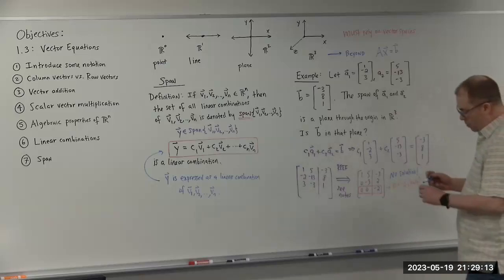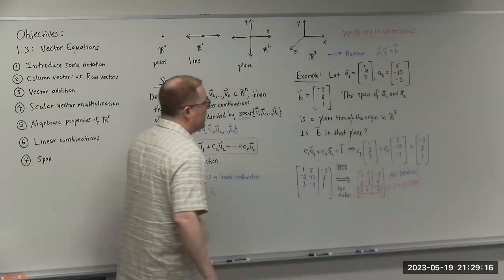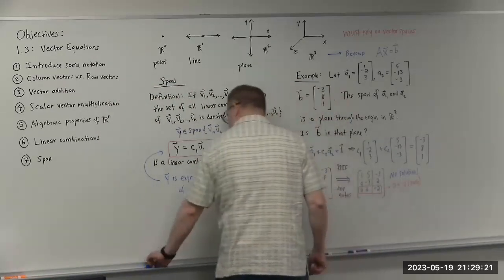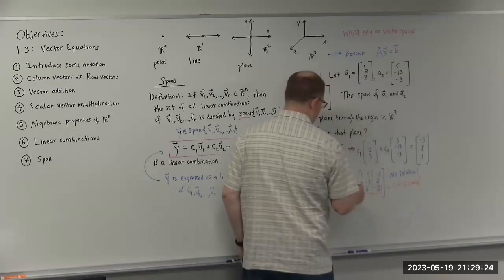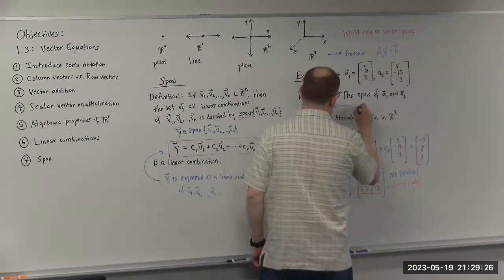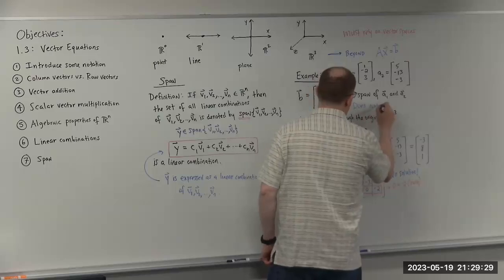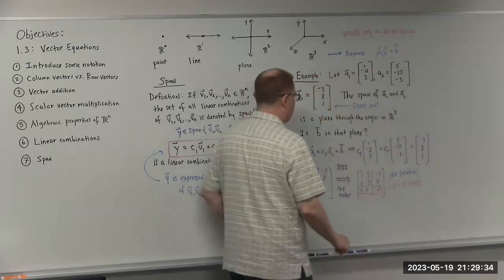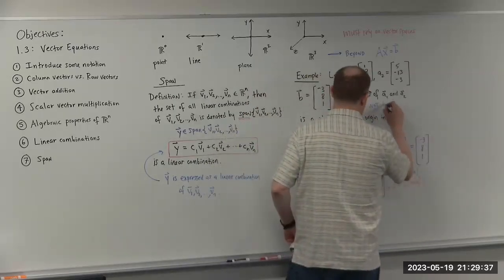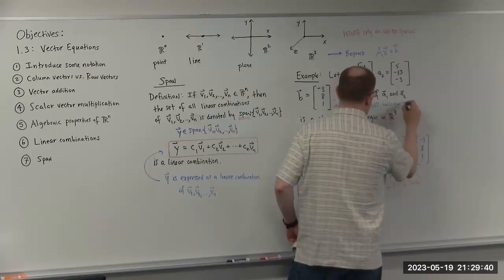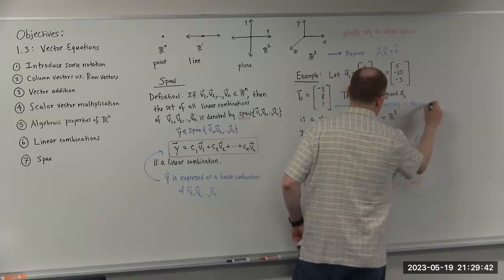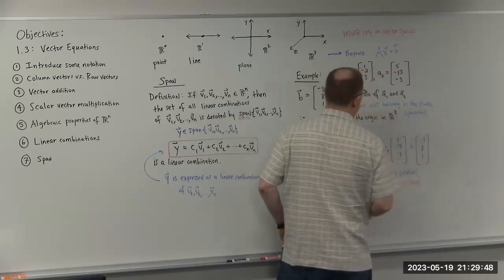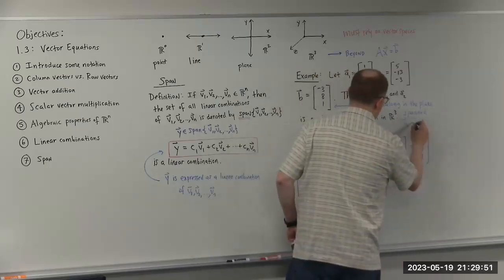No solution. Therefore, the vector B is not living in the plane. This tells us that this vector B does not belong to the plane spanned by A1 and A2.